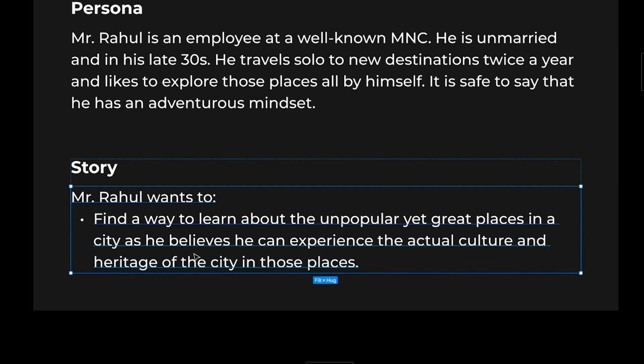Now, this is a properly constructed user story because it says Mr. Rahul wants to find a way to learn about the unpopular places, all right, so that he can experience the actual culture heritage of the city.